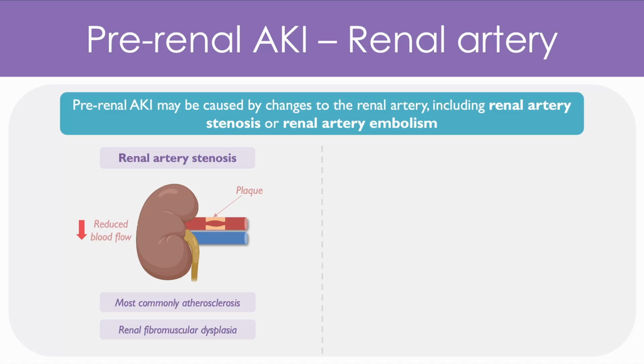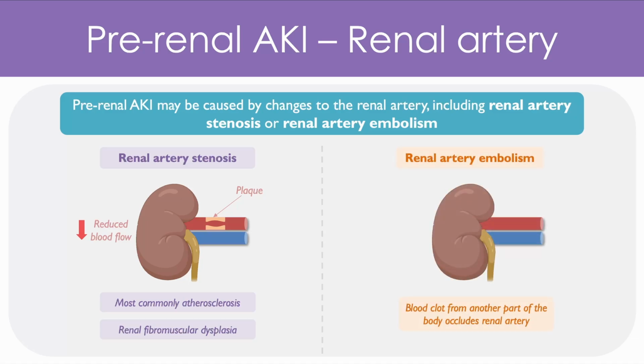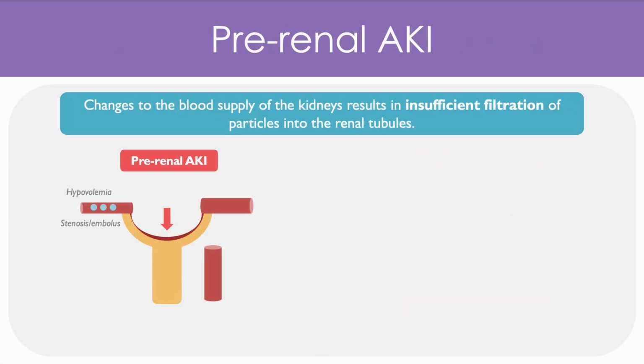Another example of renal artery pathology is a renal artery embolism, and this is where a blood clot is transferred to the renal artery from a different part of the body. Because the embolus is occluding the renal artery, we again get reduced blood flow to the kidneys and poor perfusion. In all of these cases, a pre-renal acute kidney injury will lead to a reduction in perfusion and a decrease in the blood pressure reaching the kidneys.